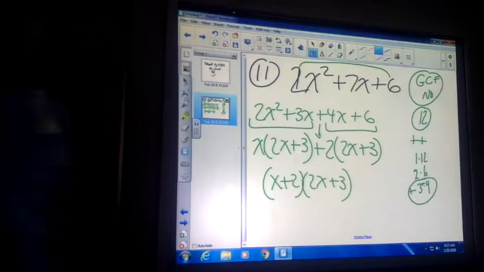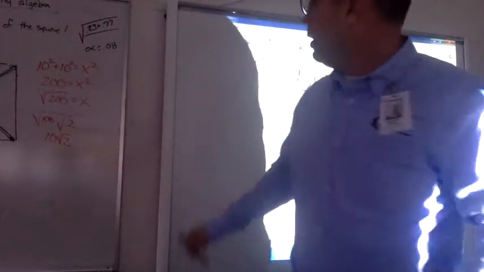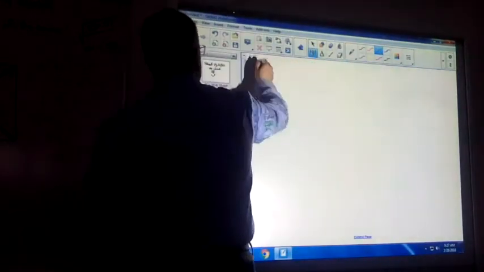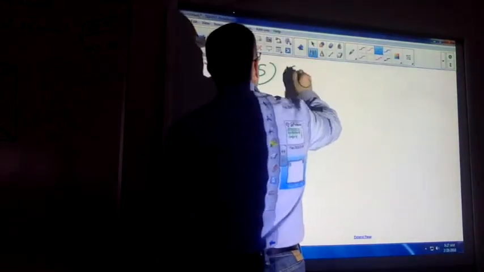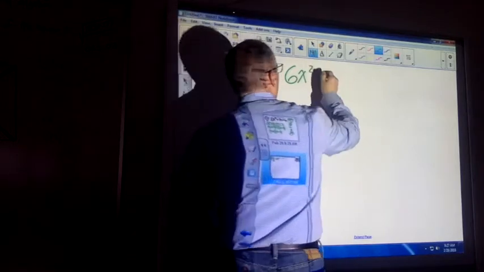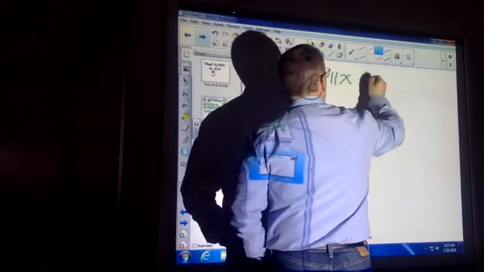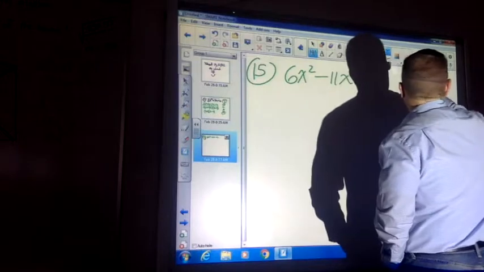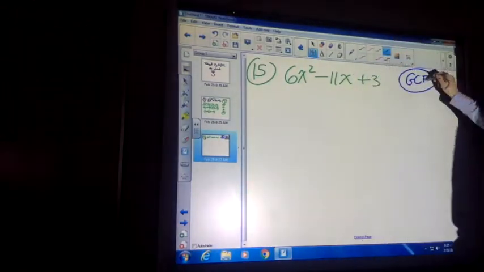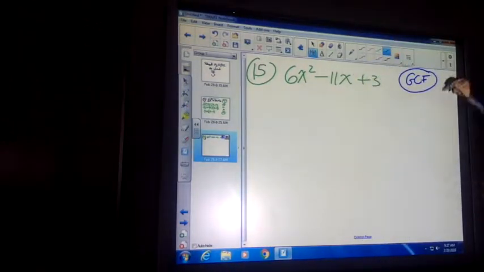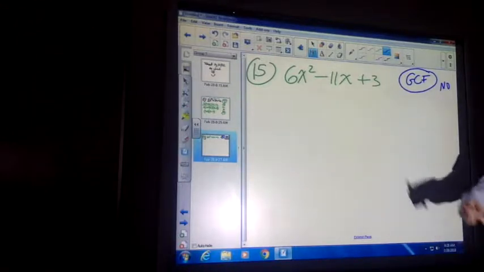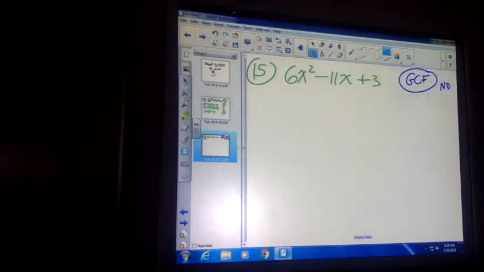Number 15. Can you read that for me? 6x squared minus 11x plus 3. First question every time: greatest common factor? No. They all three don't have an x, and 6, 11, and 3 only have a factor of 1. We just haven't gotten there, but it's always good to have that as our very first question.